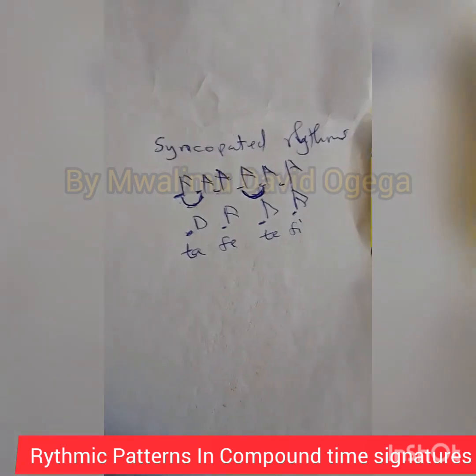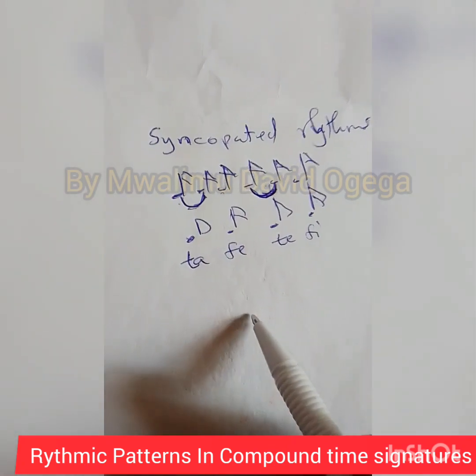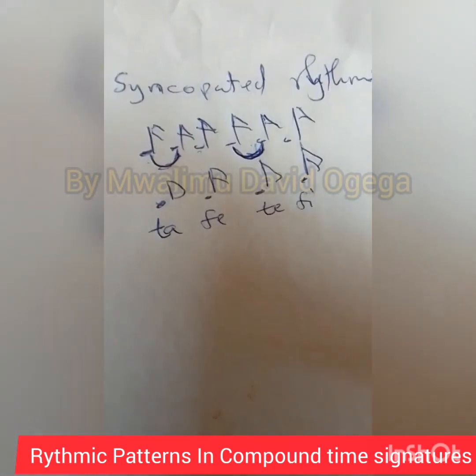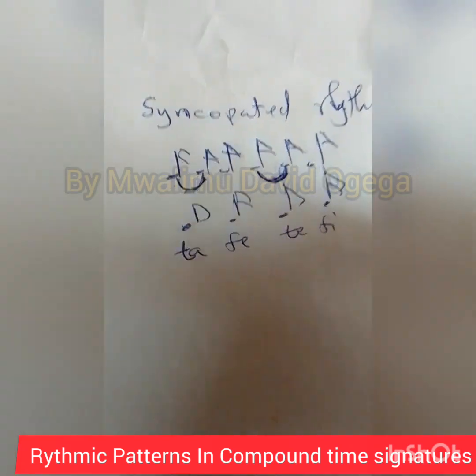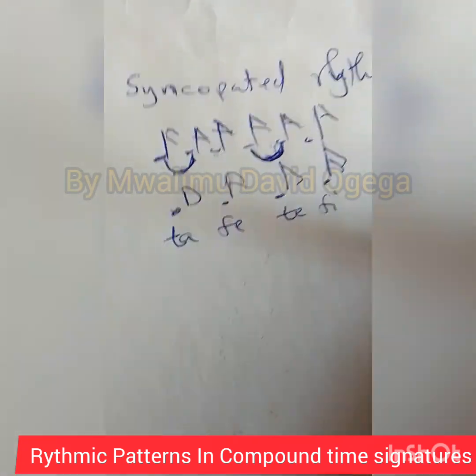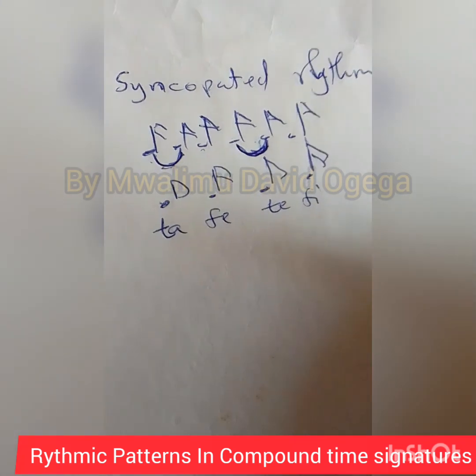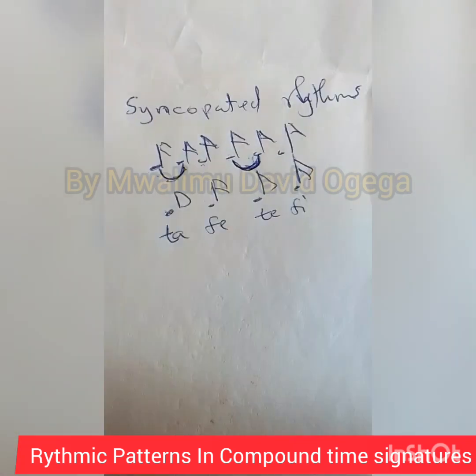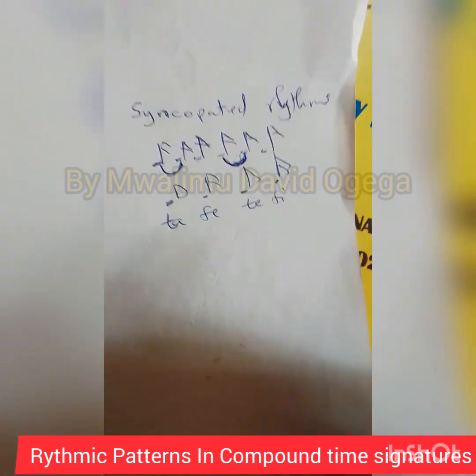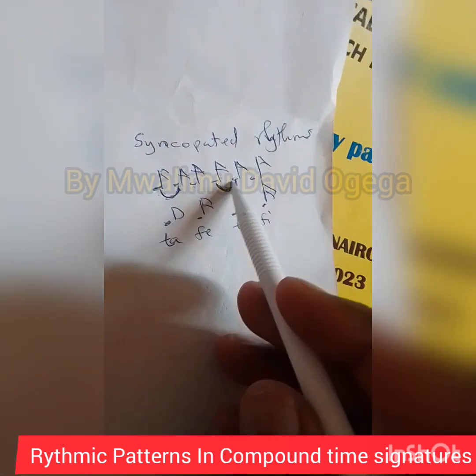Now from this rhythmic pattern we have made, we can clap it. It goes like this: ta fe te fi, ta fe te fi, ta fe te fi. If you clap it repeatedly, ta fe te fi, ta fe te fi. Now we can further create another rhythm from here.